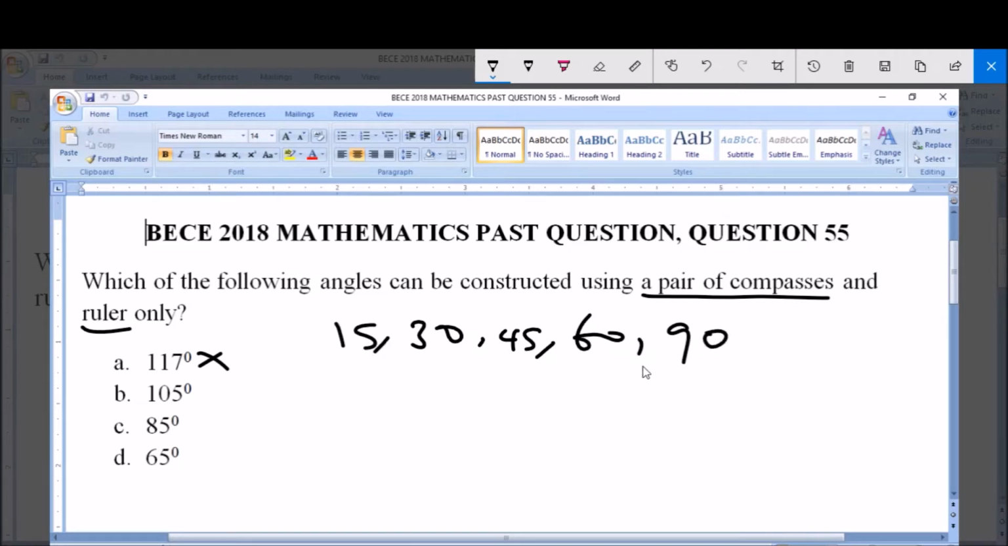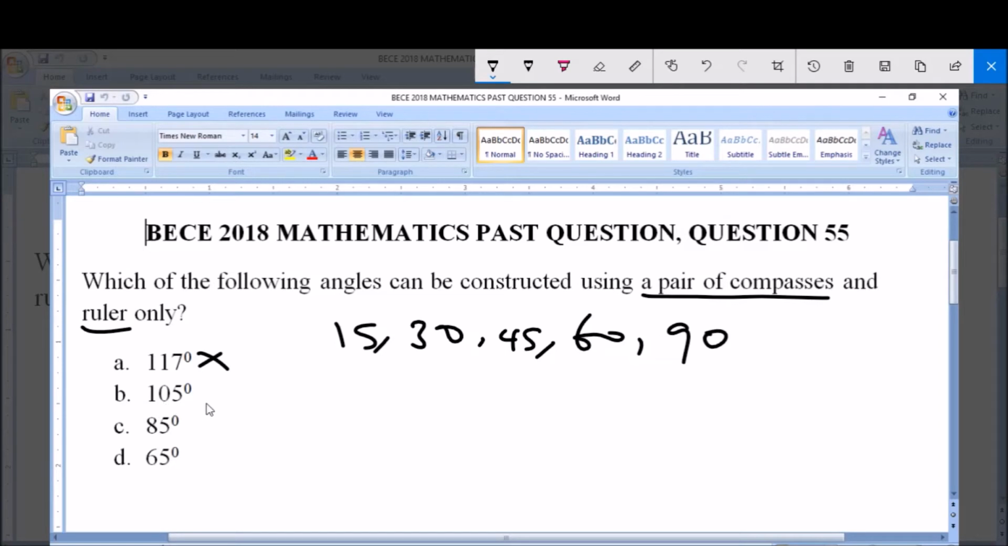These angles can be constructed with a pair of compasses and ruler only, and also by summing these angles together you can get other angles that can be constructed using a pair of compasses and ruler. But 117 degrees here cannot be gotten by summing any of these, so it is wrong.